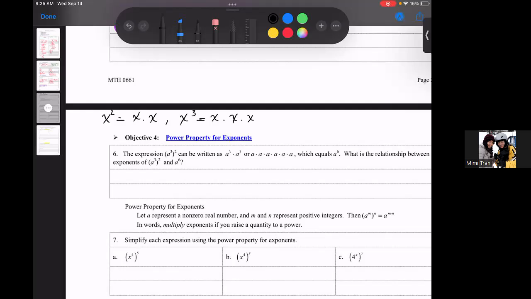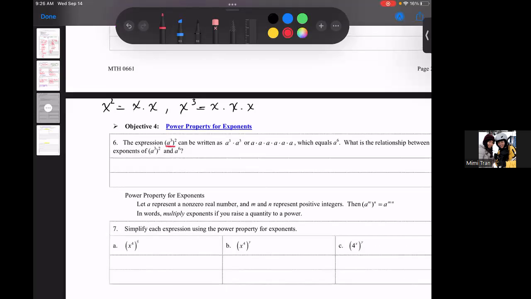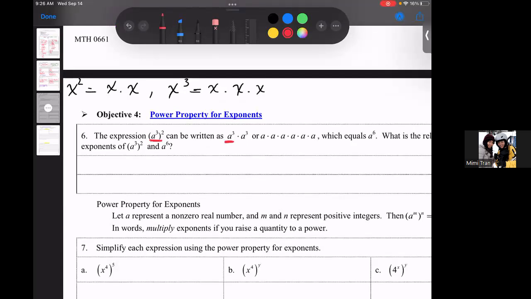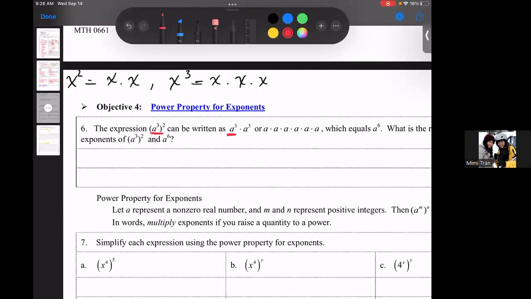If I have a cubed squared, then what do you do? Same thing as here. You write out the a cubed twice. So a cubed times a cubed. And then you know how to extend the a cubed as well, right? A cubed is a times a times a, 3 times, and then another 3 times, so that's 6 times. So that means a to the 6th, right?